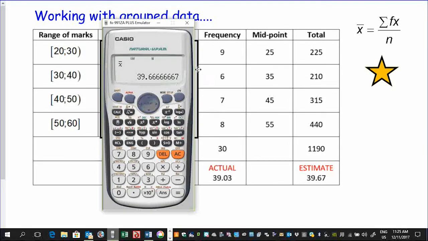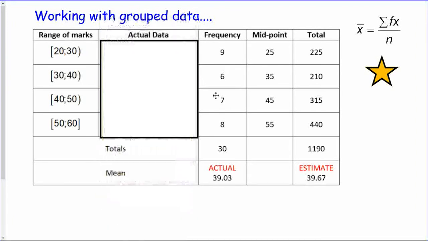Right, here, just to finish off on this, we see how our formula is working here. So it's the frequency times the value, so 9 times 25 plus 6 times 35 plus 7 times 45 plus 8 times 55, all divided by n, and we get our answer.